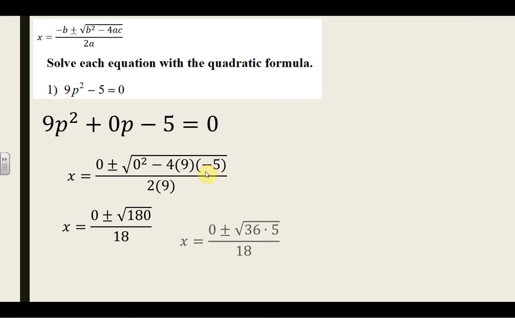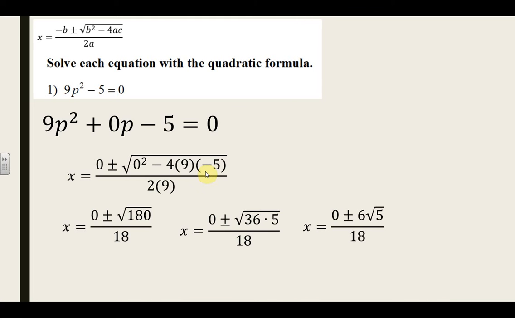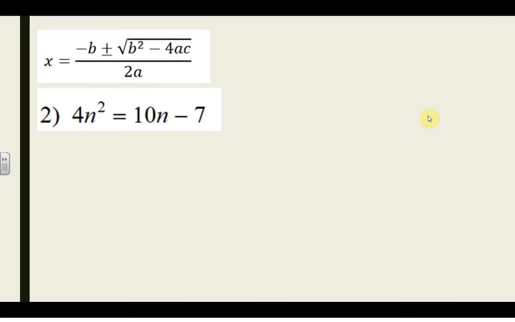Now let's go after our radical. Do you know any perfect square that can go into 180? Yes, 36 times 5. So that'll become 6 root 5. And then can you reduce? Sure can, because the 6 and the 18 have a 3 in common, and the 0 is just a 0. Perfect. Do we do another one?